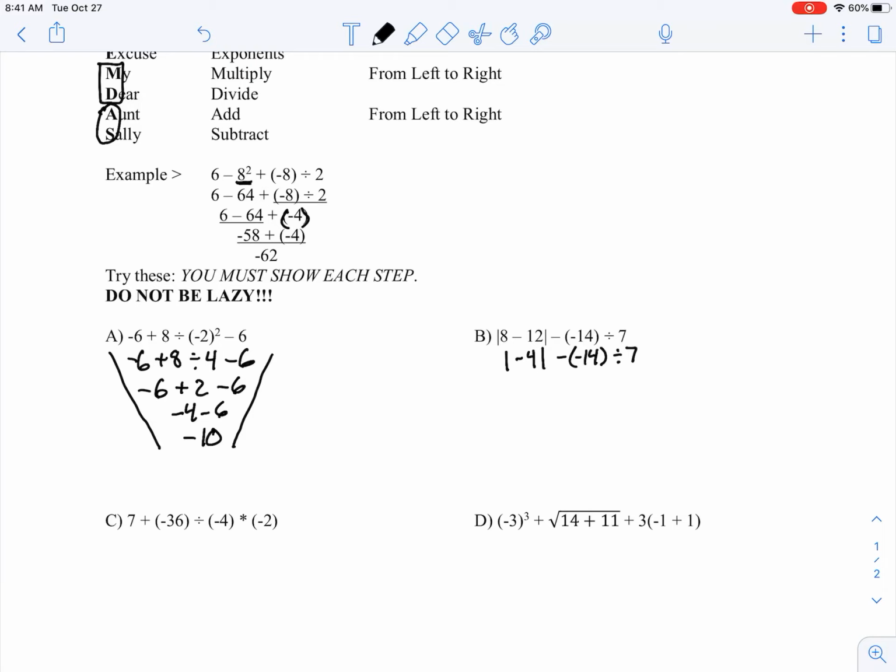All right, so we still have to do that absolute value bar first. So the absolute value of negative 4 is 4 minus negative 14 divided by 7. Well, negative 14 divided by 7 is negative 2. 4 minus negative 2. Remember, subtracting negatives is really the same as adding positives. And for this final answer, we get 6. And once again, we have funneled our answer down into that one numerical value, the evaluation funnel.